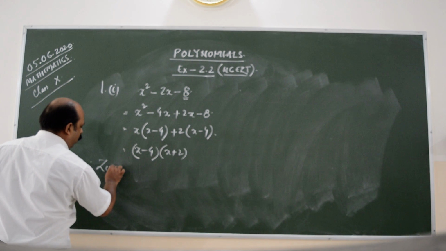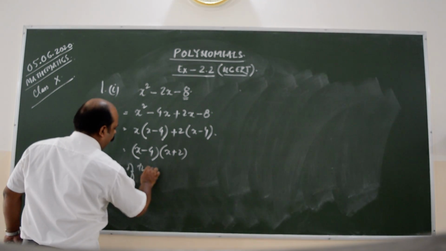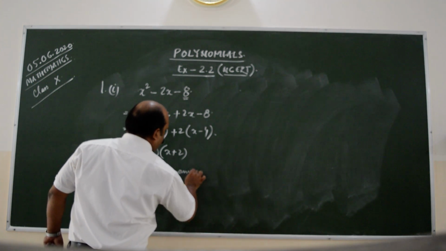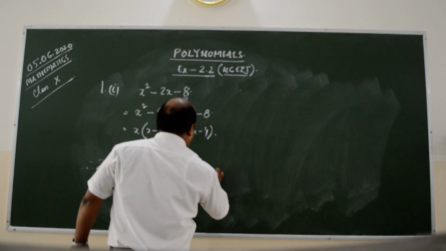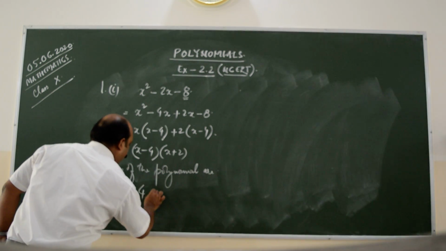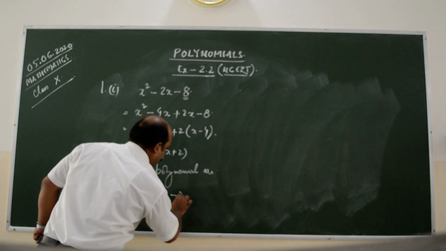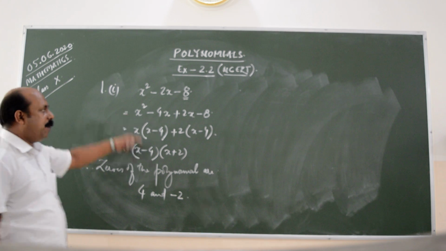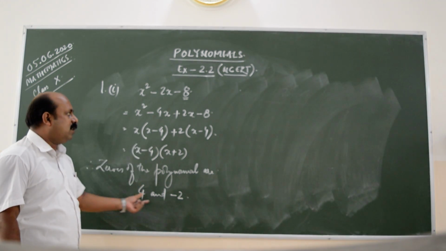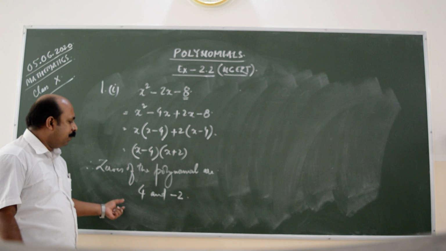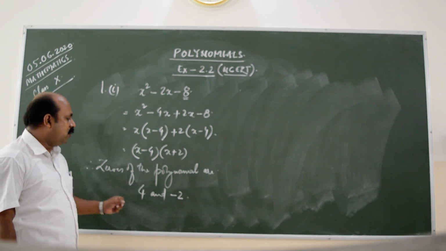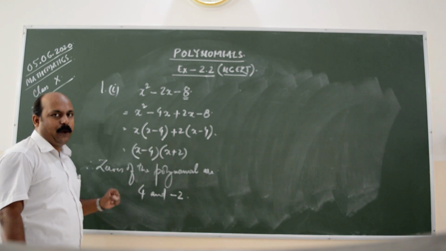Therefore, zeros of the polynomial are 4 and minus 2. So we have got the zeros of the polynomial as 4 and minus 2. So this was the first part of the question, where we need to find out the zeros of the given polynomial. Now we have to verify the relationship between the zeros and the coefficients of the polynomial.